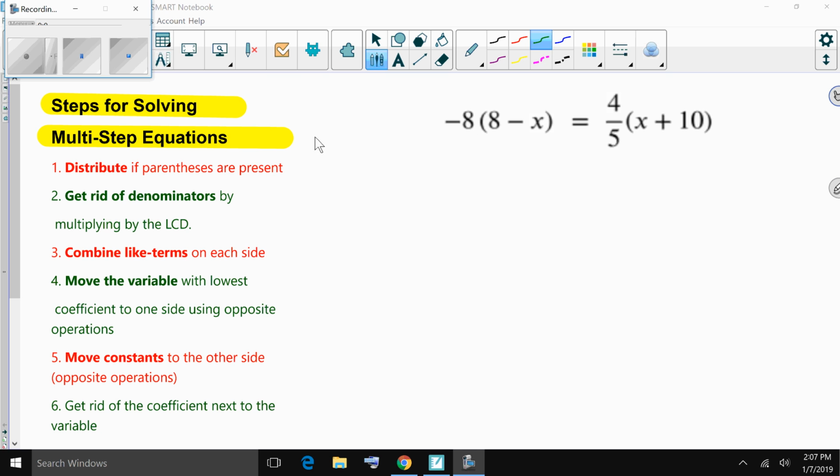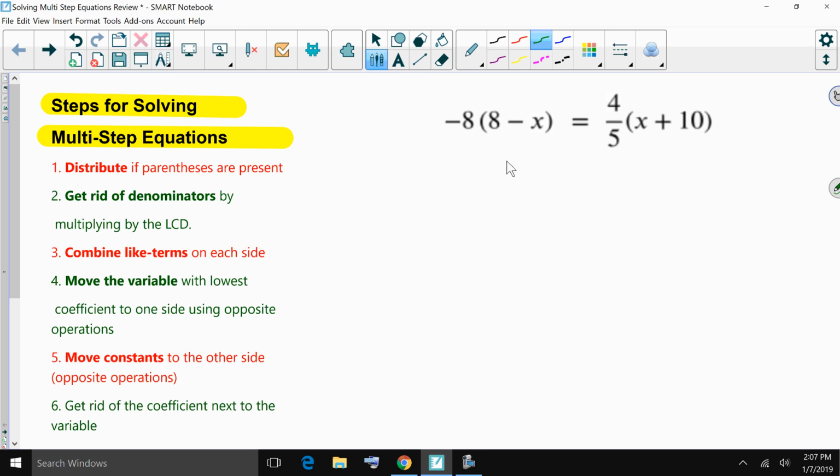Hello guys, we are going to review how to solve multi-step equations. So we're going to start with this equation that has fractions, parentheses, variables on both sides. In that way we can have a very good review of how to solve multi-step equations. We're going to start following the steps that we learned before.